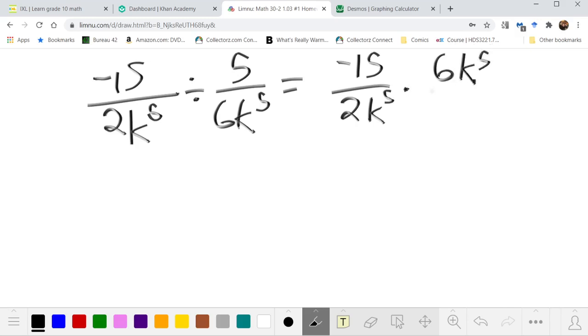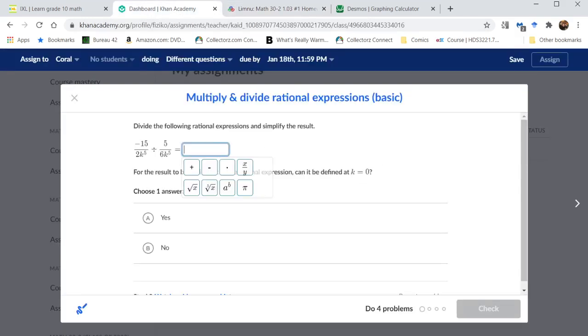That is 6k to the 5th over 5. And now we start canceling. We have k to the 5th in both cases. Our 15 and 5 reduced to 3, and our 2 and our 6 reduced to 3. So this entire expression becomes a negative 3 times 3, or a negative 9. That's a rather simple simplification.